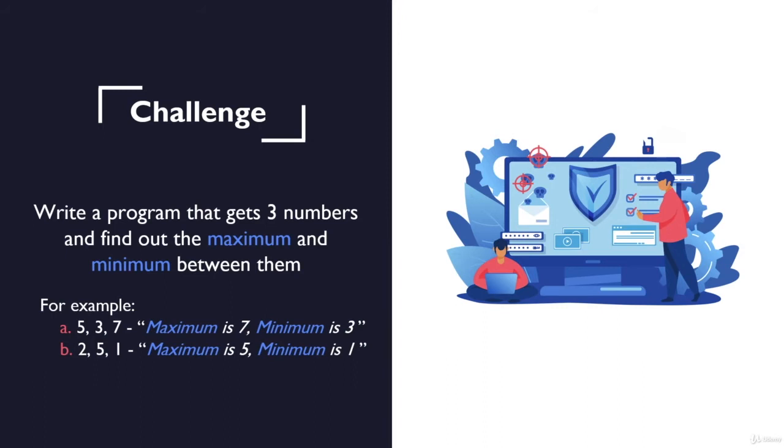And just a side note, you can solve this challenge in a couple of different ways. Although some of them may work eventually, I would still like to ask you to think of an optimized solution, alright? Meaning, think of a solution to find the minimum and maximum among these three numbers in the most efficient way, using as few conditions as possible. So bear that in mind, and I wish you good luck, and I'll see you in the next video.